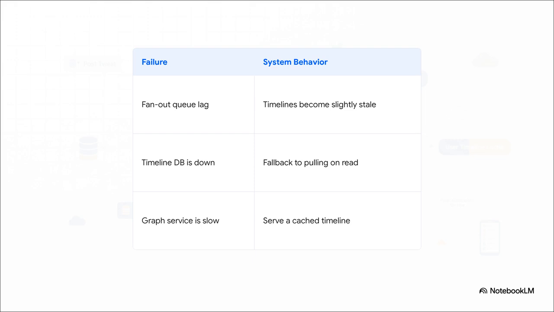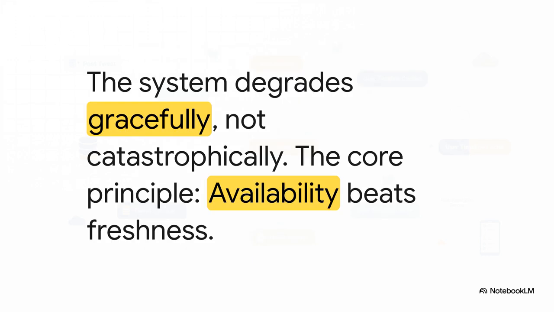But what if the whole timeline database goes down? The system just cleverly falls back to pulling everything on read for everyone. Yeah, it's way slower, but it still works. The service stays up. And all of this points to a core design philosophy. The system is built to degrade gracefully, not catastrophically. It will always choose to show you something, even if it's a little old or incomplete, rather than just show you an error page. For a system at this scale, being available is almost always more important than being perfectly up to the millisecond fresh.